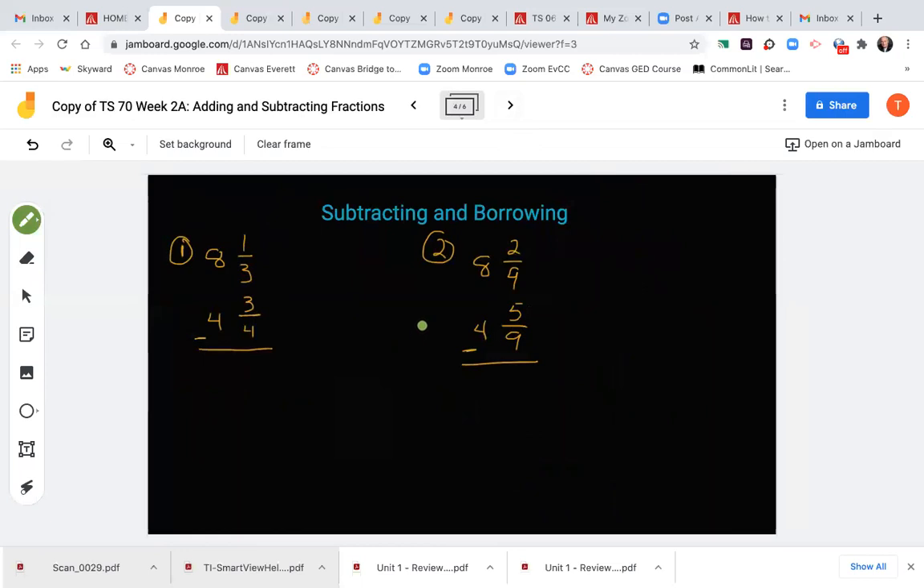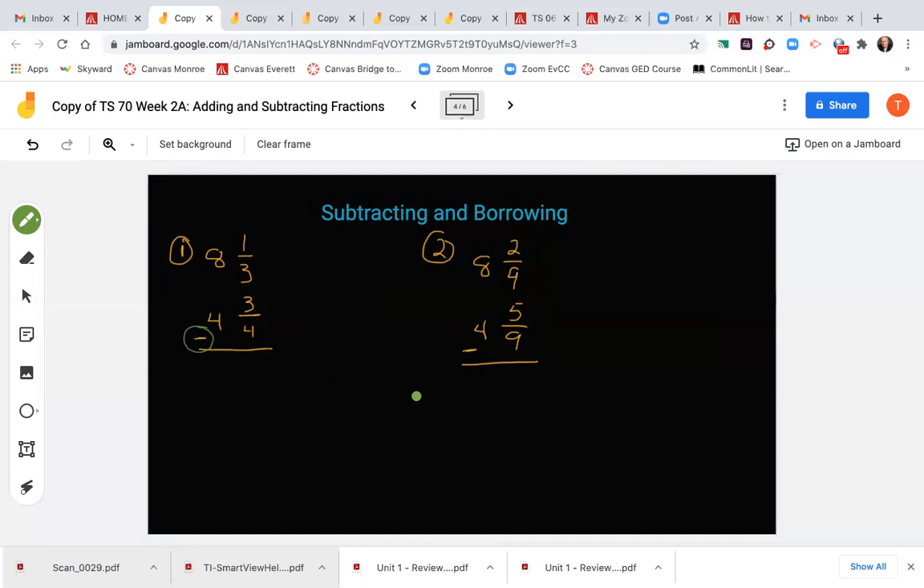Okay, and this is the most complex part of subtracting, when you have to borrow. So the rule is, when I see this minus sign, I'm just going to tell you how my brain thinks. In fact, let me give you a couple seconds to copy down these problems. You've got 8 1/3 minus 4 3/4 for number 1. And then you've got 8 2/9 minus 4 5/9. I'm not sure why I picked examples that have the same whole numbers, but that's okay.